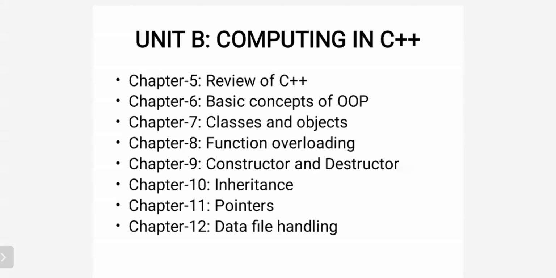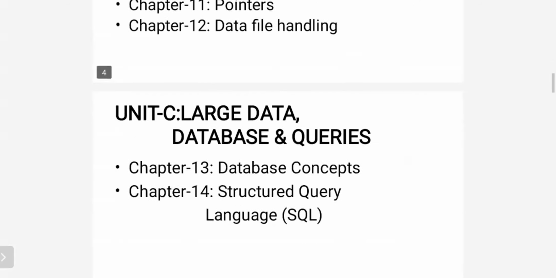Fifth one is constructors and destructors. Sixth one is inheritance. Seventh one is pointers, and eighth one is data file handling. Dear friends, unit B has totally 8 chapters. And next we go for unit C.